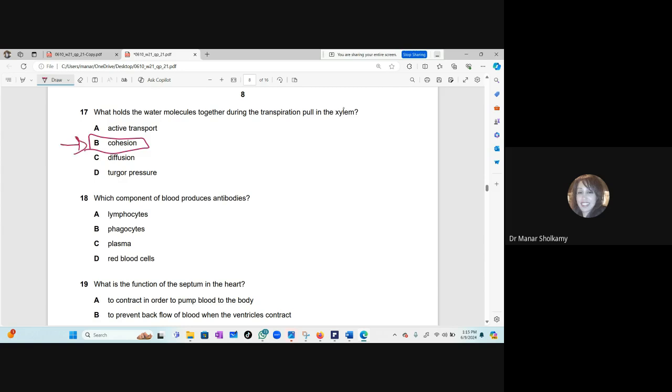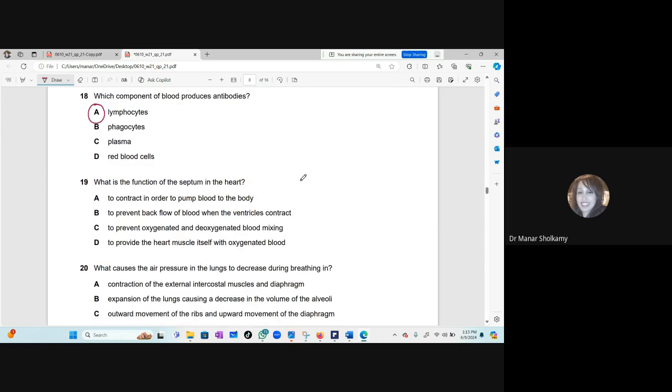Which component of blood produces antibodies? Lymphocytes, phagocytes, plasma, or red blood cells? Lymphocyte. It's a direct question. Good. 19. What is the function of the septum?